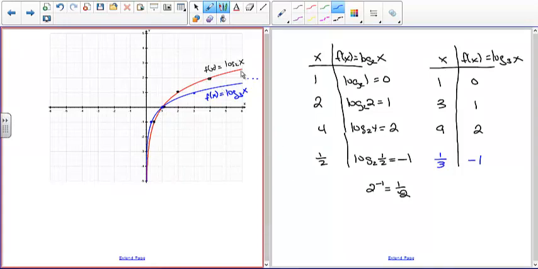So those are the parent functions: the parent function for log base 2, and the parent for log base 3. You can see that the smaller the base, the more stretched out it is in this direction. If you have a higher base, 2, 3, 4, it'll be flatter. So that's the general shape. They have a vertical asymptote at x equals 0, so the function does not exist at x equals 0.